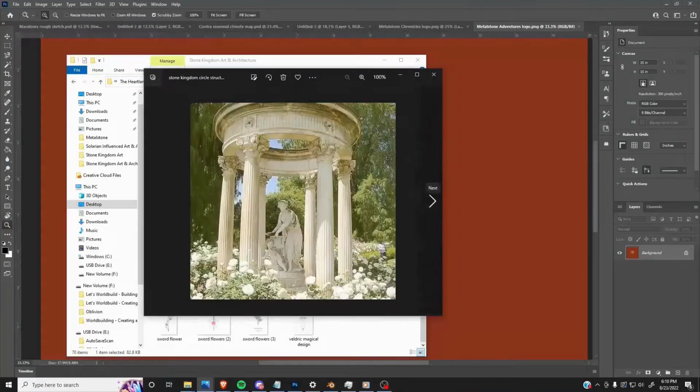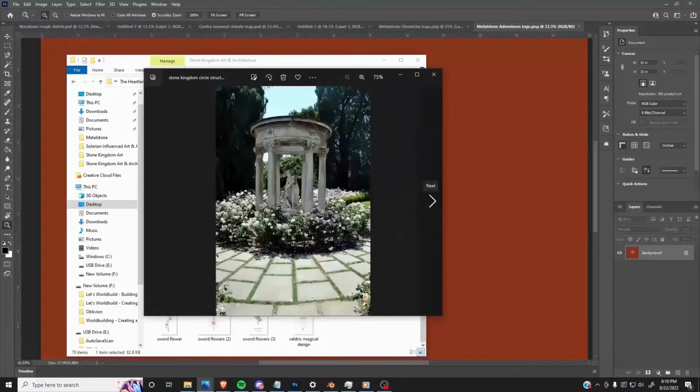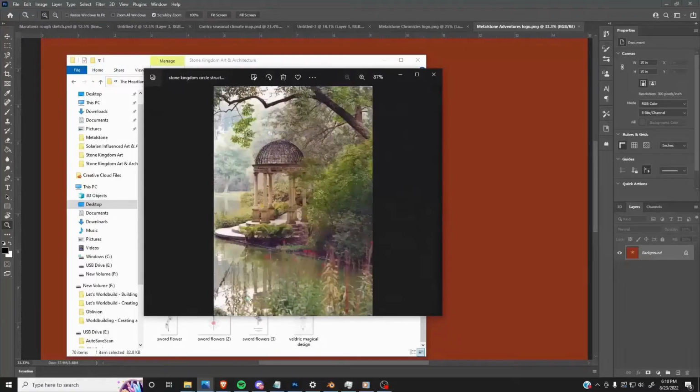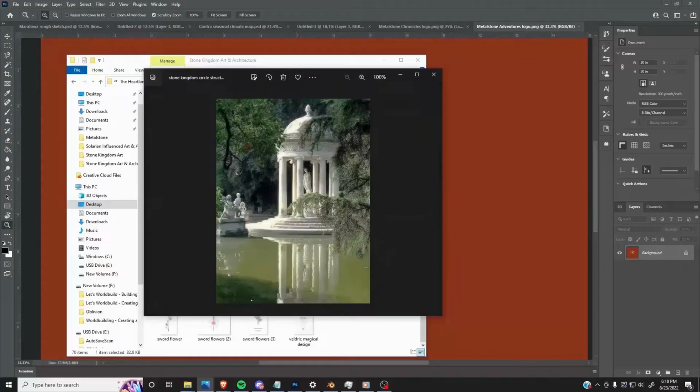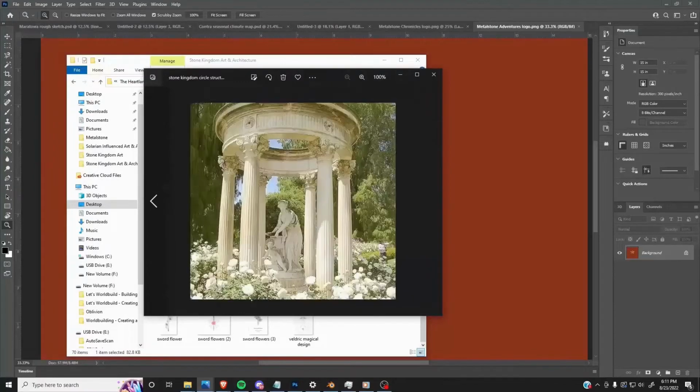And here we have a bit of architecture that I think would fit for the kingdom. And I was thinking this circle symbology could also play into their architecture as well. As you can see, these structures are built in a circle, so I think that could also play into their architecture and be something that they're known for.